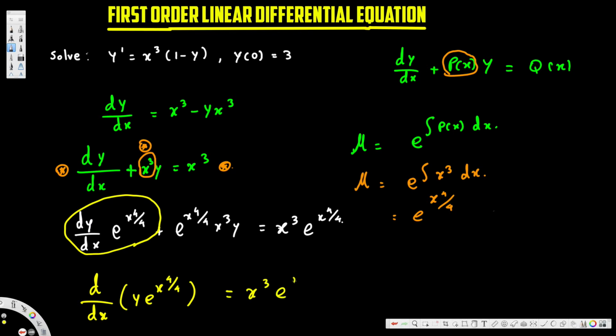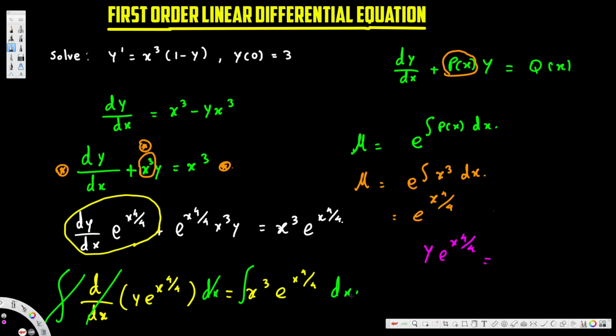x cube e power x power 4 divided by 4. Now after we multiply everything by the integrating factor, we have to do the integration on both sides. Here we do the integration with respect to x, and here also with respect to x. Here integration and derivative cancel each other, so this is the part that's going to remain. So finally we will end up with y e power x power 4 divided by 4 remaining on this side, but on the other side we have to do the integration. But here you can see we have a power, the derivative of the power is outside.